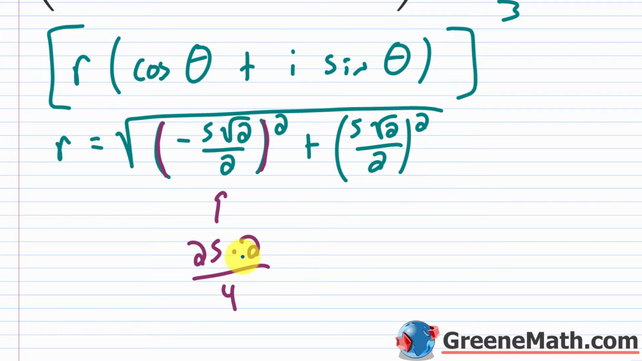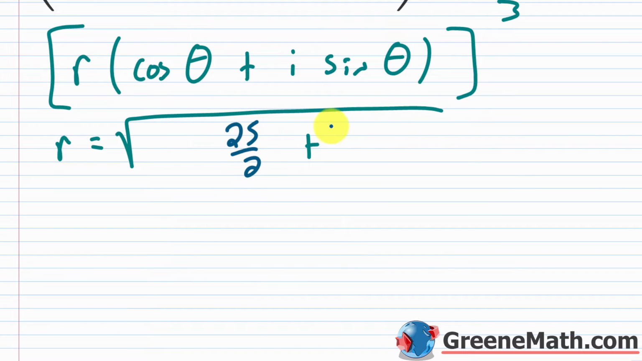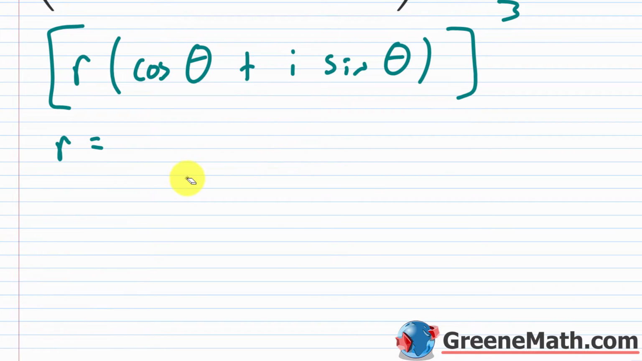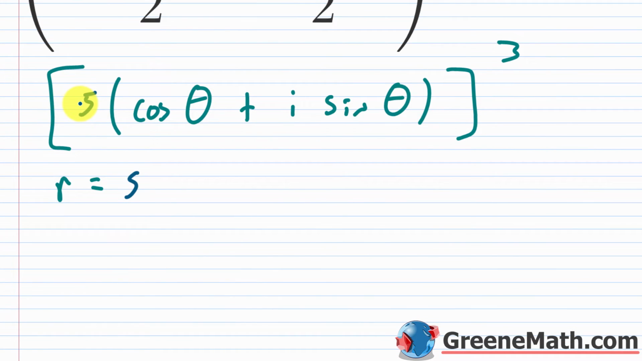Now I can cancel a common factor of 2 between numerator and denominator, so this gives me 25 over 2, and I'm going to get the same thing over here. So this is 25 over 2 plus 25 over 2. So you can add 25 plus 25, that's 50, over the common denominator of 2. And we know that 50 divided by 2 would be 25, and then the principal square root of 25 is going to be 5. So this r value here, or the absolute value of the complex number, is going to be 5.